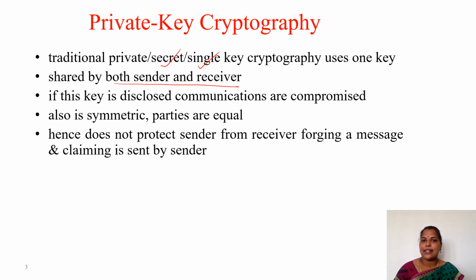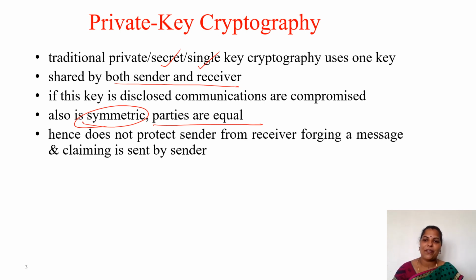And if this key is disclosed, communications are compromised. Here it is always symmetric. Symmetric in the sense that the parties are equal. Both sender and receiver have the same key. So it is symmetric. Hence it does not protect the sender from the receiver forging a message and claiming it was sent by the sender. This is about private key cryptography.